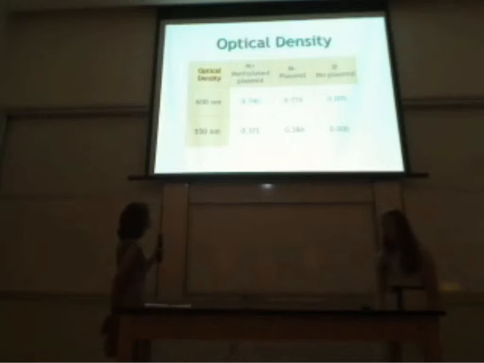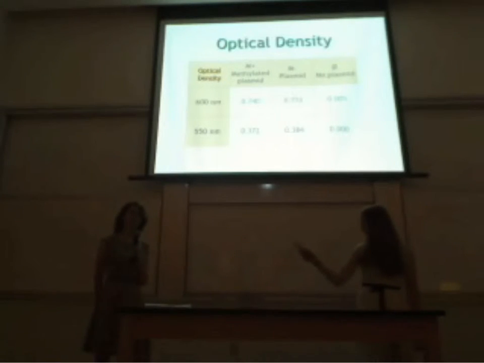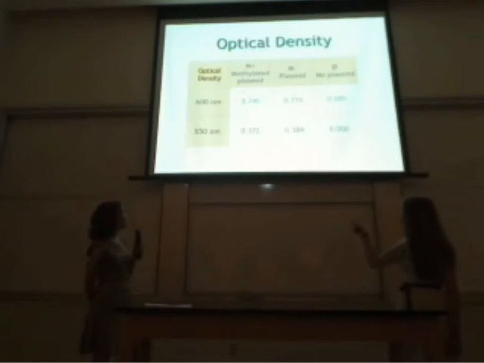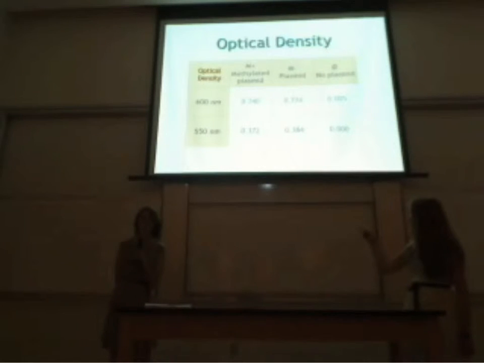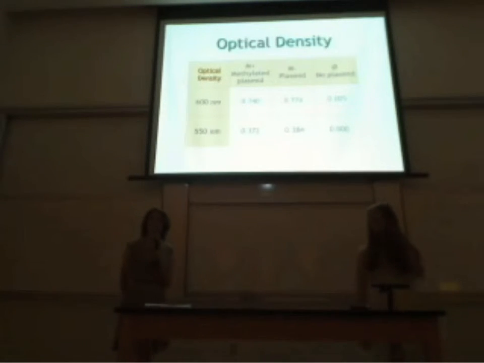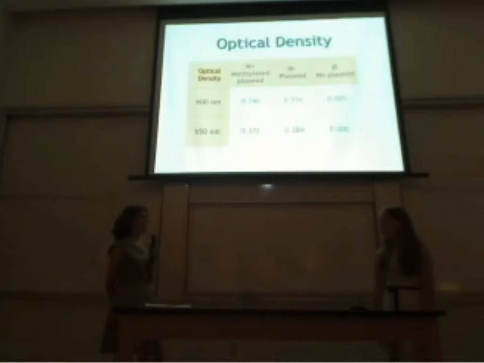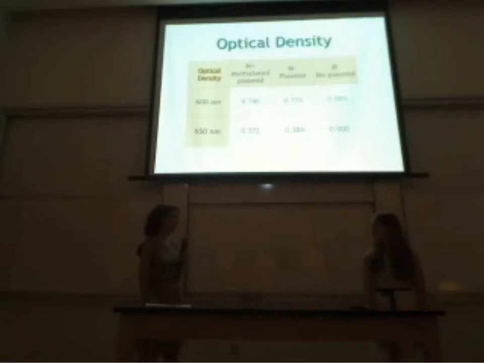These are results of the optical density test. We did the test at 2 different wavelengths, 600 nanometers and 550 nanometers. As you can see, there wasn't much of a difference at either wavelength between the bacteria with the methylated plasmid and the bacteria with the unmethylated plasmid. And with no plasmid, there was very little absorbance at all, which makes perfect sense because that's the media that no bacteria should have grown in, since they didn't have the plasmid and there was ampicillin.